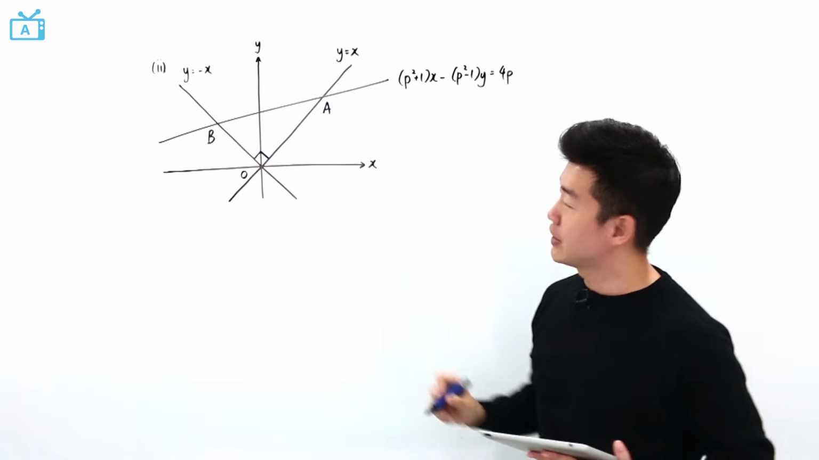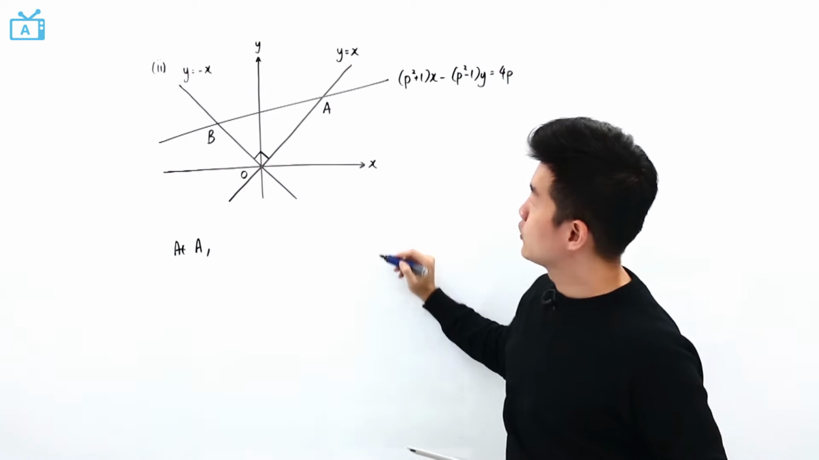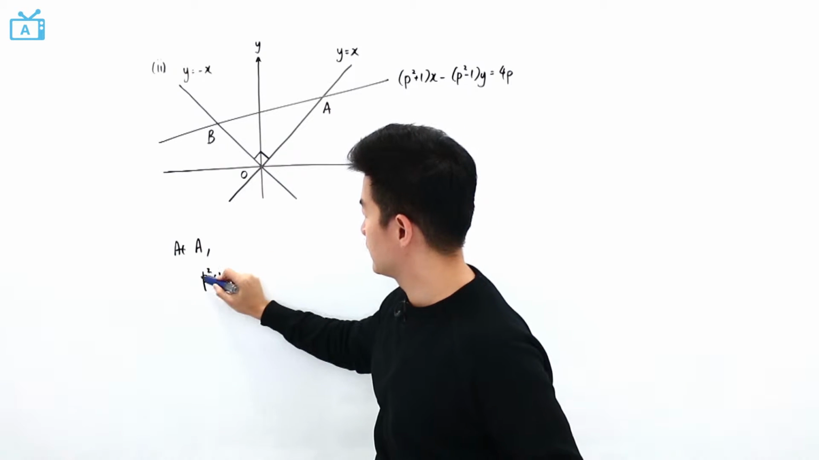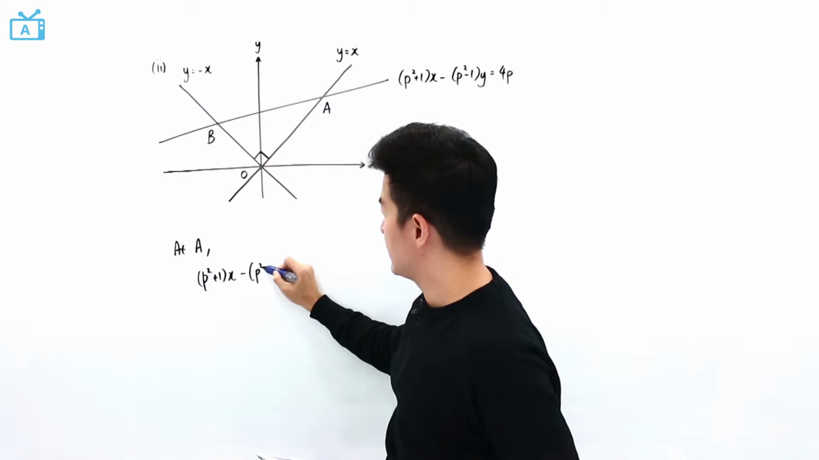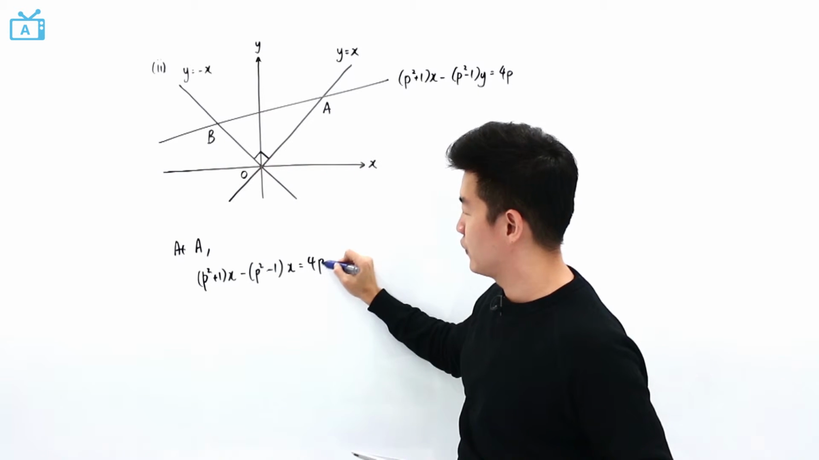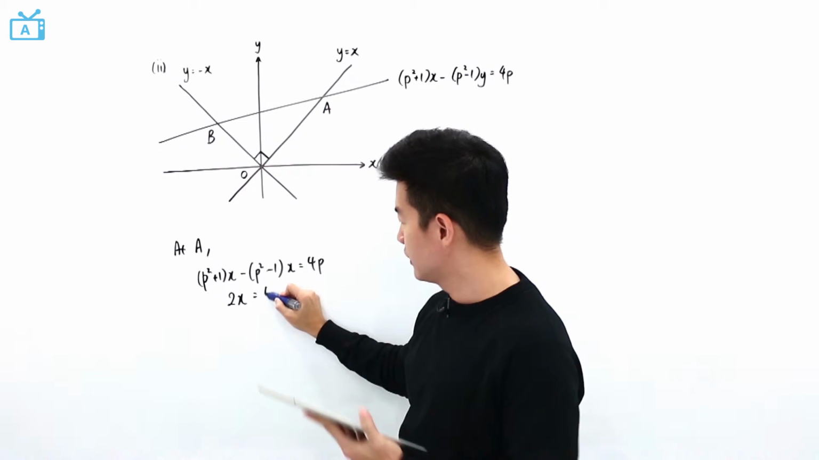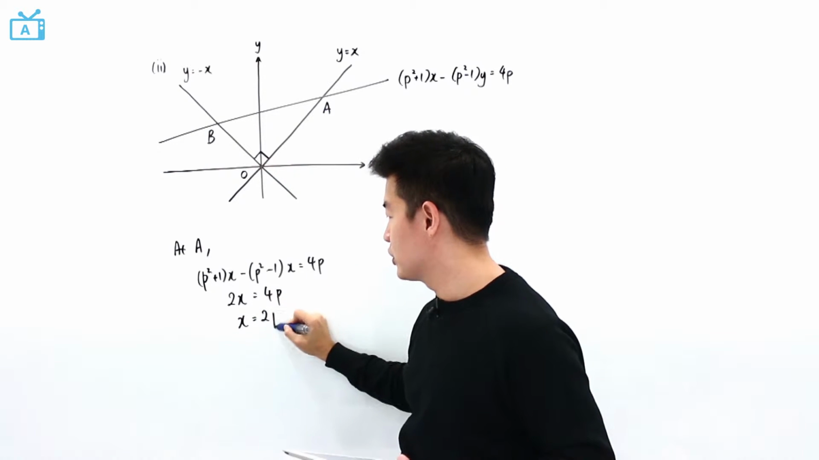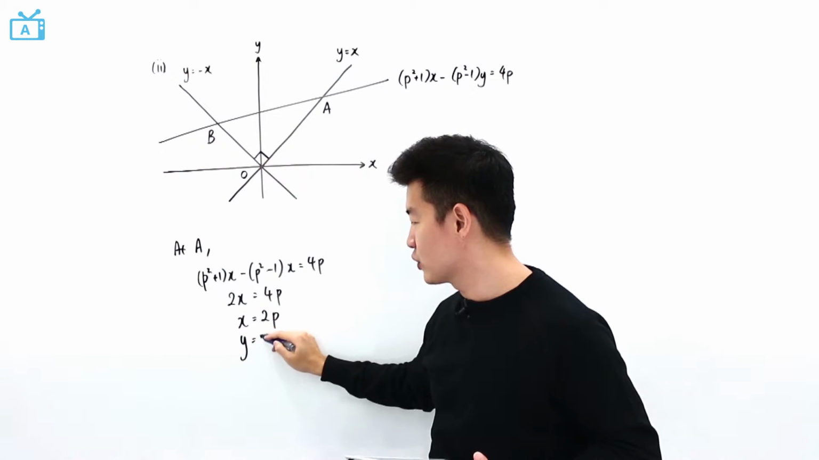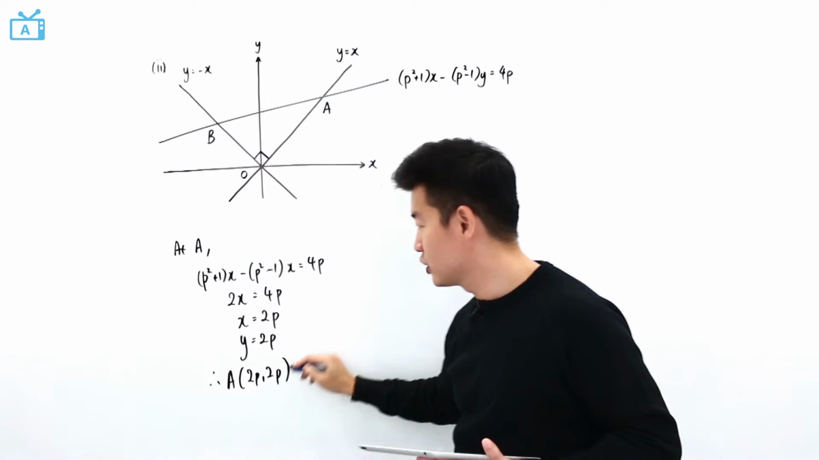To do that, I'm going to first find the coordinates of A. At A, y is equal to x. So if I substitute this into this equation here, that means p squared plus 1 of x minus p squared minus 1 of y, and because y is equal to x, this is equal to 4p. Solving this, on the left hand side I'm left with just 2x is equal to 4p. So x is going to be equal to 2p. And because y is equal to x on this line, y is also going to be equal to 2p. So the coordinates of A is going to be 2p, 2p.